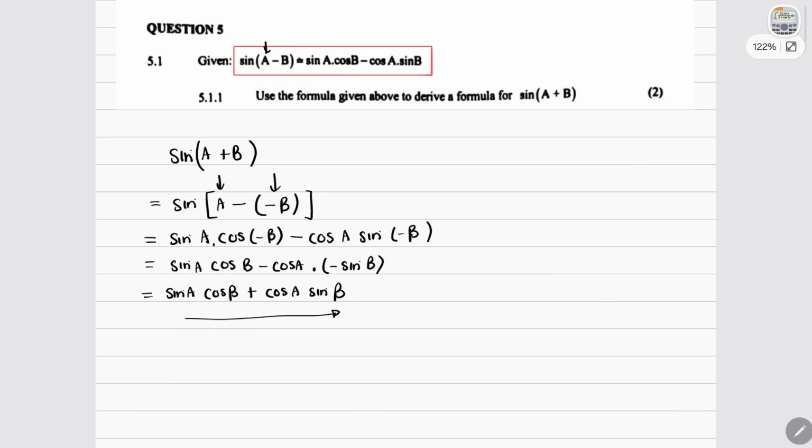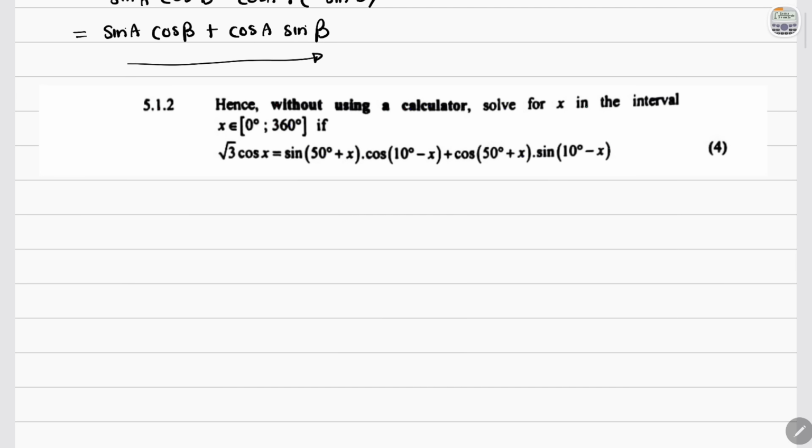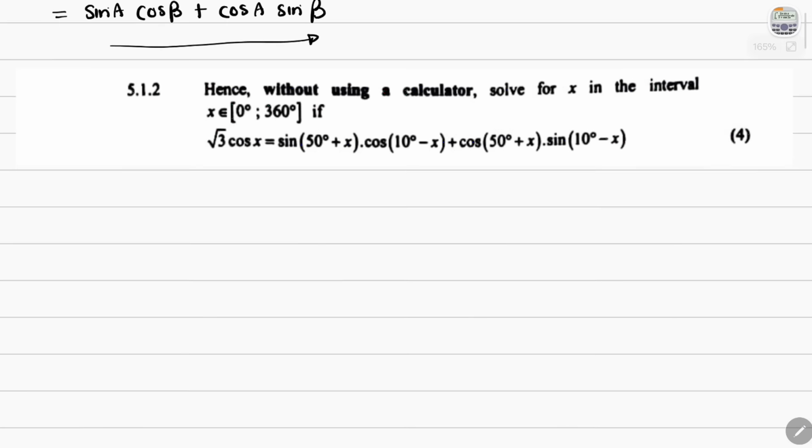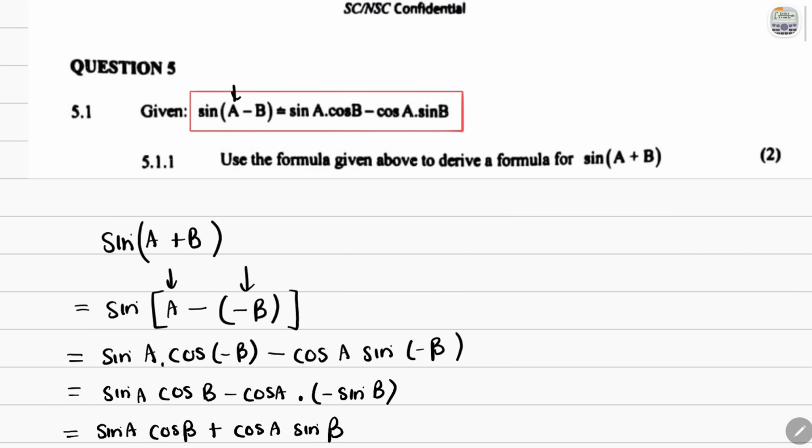Moving on to the next question. The next question, 5.1.2, says, hence, without using a calculator, solve for x in the interval where x is an element of 0 degrees to 360 degrees if, and this is what they give us, square root cos x is equal to all of this. Remember that they used the word hence. So because they used hence, it means it has something to do with the previous question.